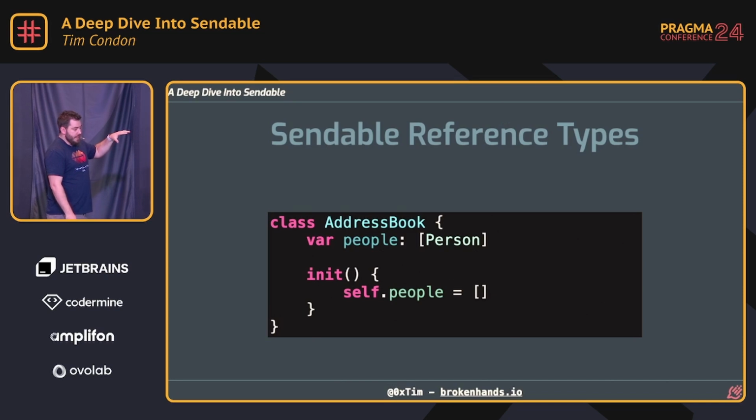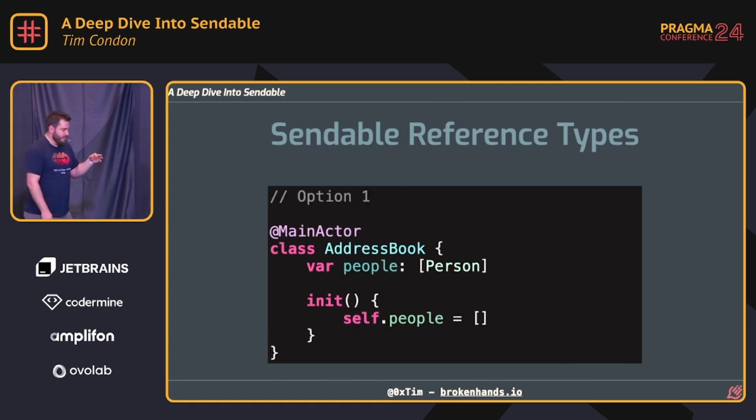So if I have a class here that's an AddressBook that contains an array of persons, in order to make this Sendable, option number one, just whack @MainActor on it, problem solved. And for some use cases, if you're doing kind of main actor stuff, doing SwiftUI stuff, it might actually be the right approach.